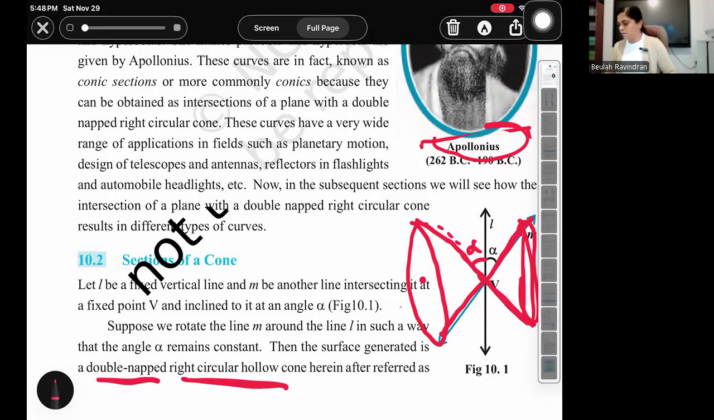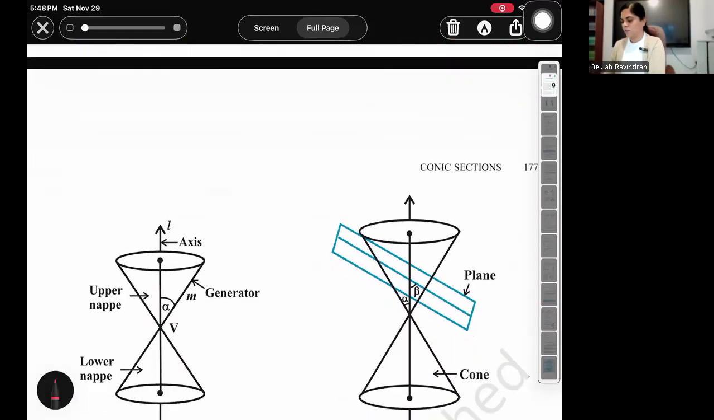What is the meaning of right circular? The radius of the cone and the height of the cone intersect at a right angle. So this is how the cone is produced: a double napped right circular cone. I think you can understand this concept. This is highlighted very neatly and clearly in your textbook. Then we'll move on.